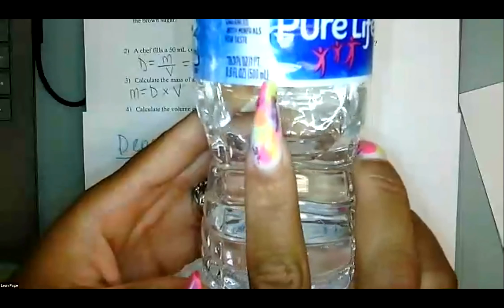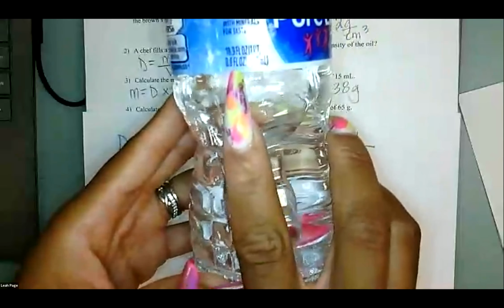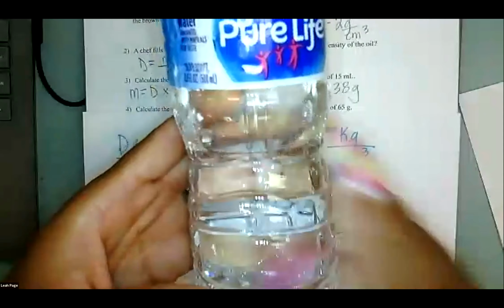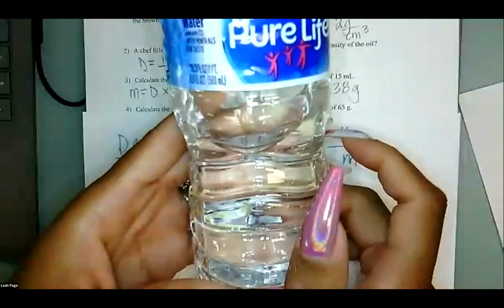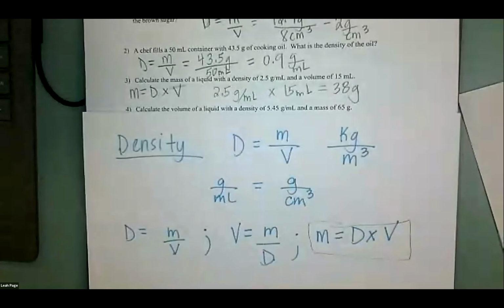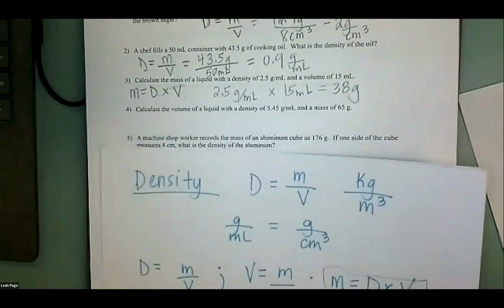Can you guys see this? Right here, 500 milliliters or 0.9 fluid ounces? These are all volumes. So we have to recognize what the units mean and know what measurement we're talking about. Okay, all right, let's keep going.